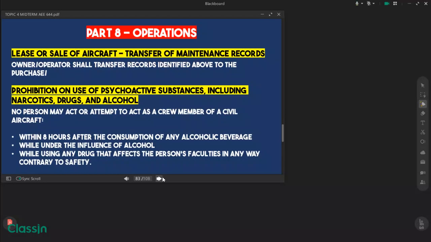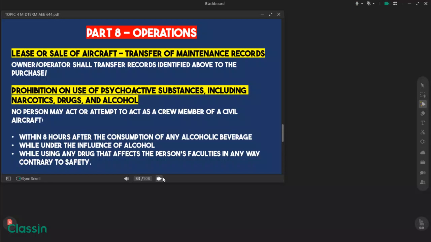Okay. Ito. So, parang kanina lang, sabi nga, lease or sale of aircraft, transfer of maintenance records. So, owner-operator shall transfer records identified above the purchase or the lease. So, ibig sabihin, kailangan pag binenta mo yung aircraft mo or pinaupa mo siya, kailangan pati yung maintenance record kasama mo siyang ibibigay. Okay. So, here's a funny topic about this.